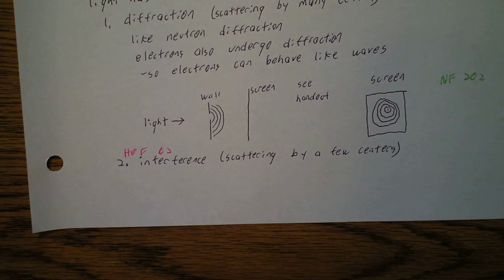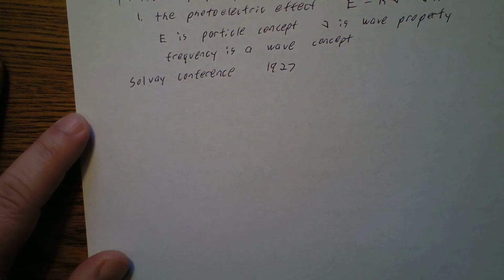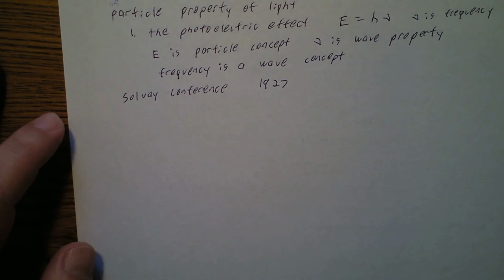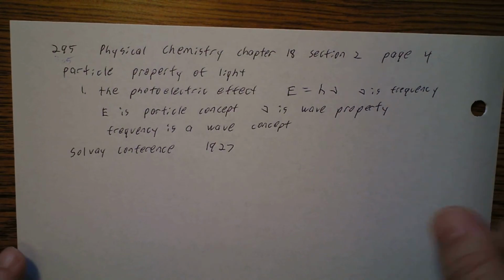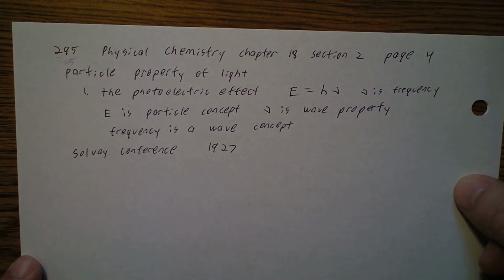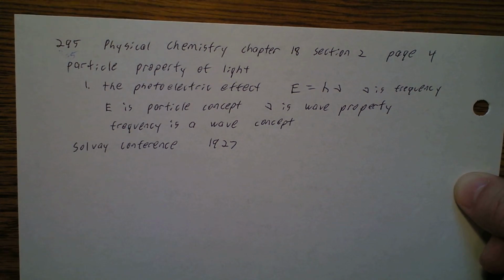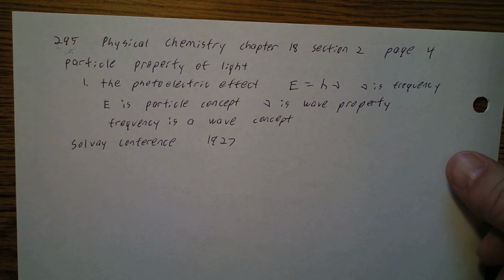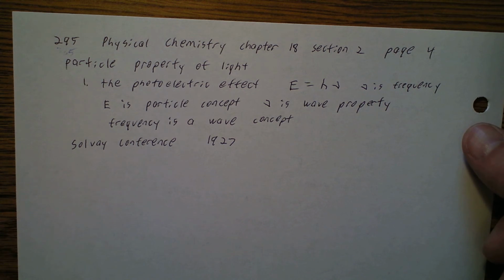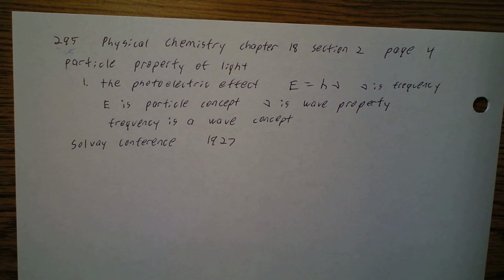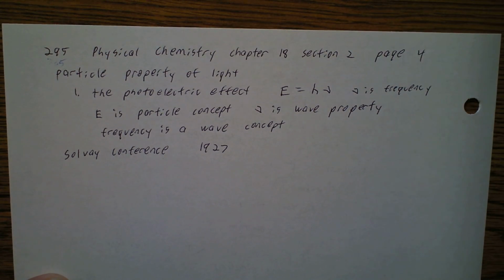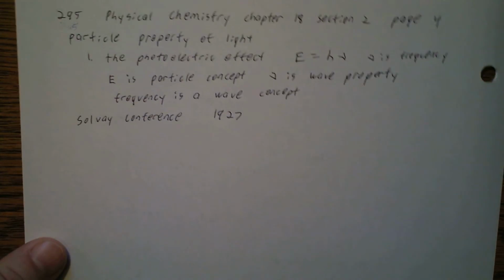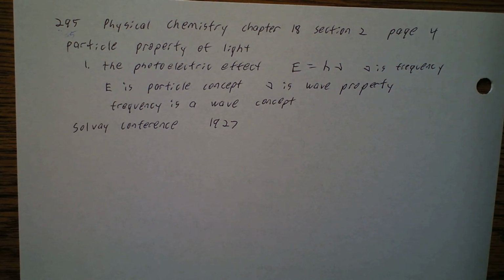Two is interference, which means scattering by a few centers. And for the particle property of light, one is the photoelectric effect. Energy is equal to h nu. Remember, nu is frequency. E is the particle concept, but nu is a wave property, and frequency is a wave concept. So what this is equating is a particle property with a wave property. And then there was the Solvay conference in 1927.